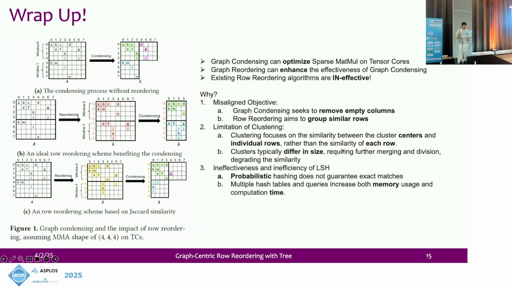Last but not least, the LSH method is not effective enough. It is a probabilistic hashing method that does not guarantee exact matches, and multiple hash tables are required during the LSH algorithm, which increases not only memory usage but also computational time.